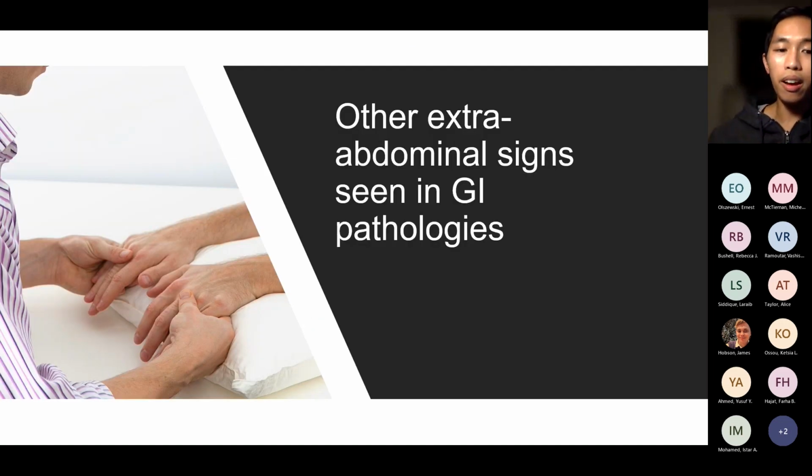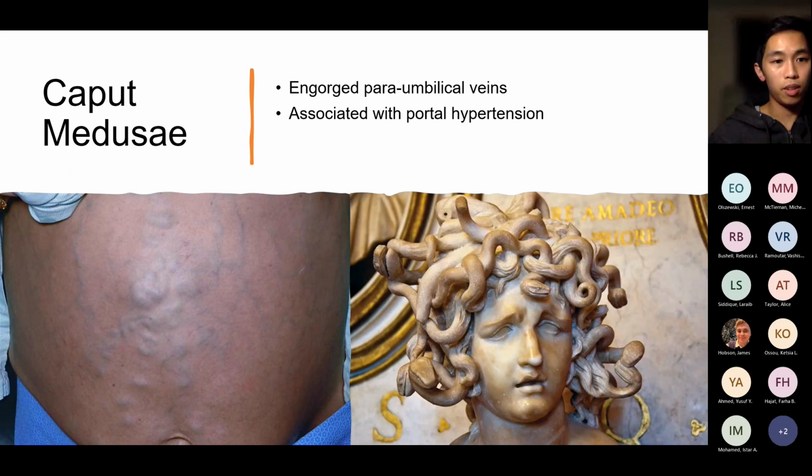So the other options on that question were also extra abdominal signs seen in GI pathologies, which we'll quickly go through. So caput medusae is associated with portal hypertension, and it looks a bit like this. They're engorged paraumbilical veins. And the reason this occurs is because the pressure in the venous system causes these veins to dilate and gives you this image.